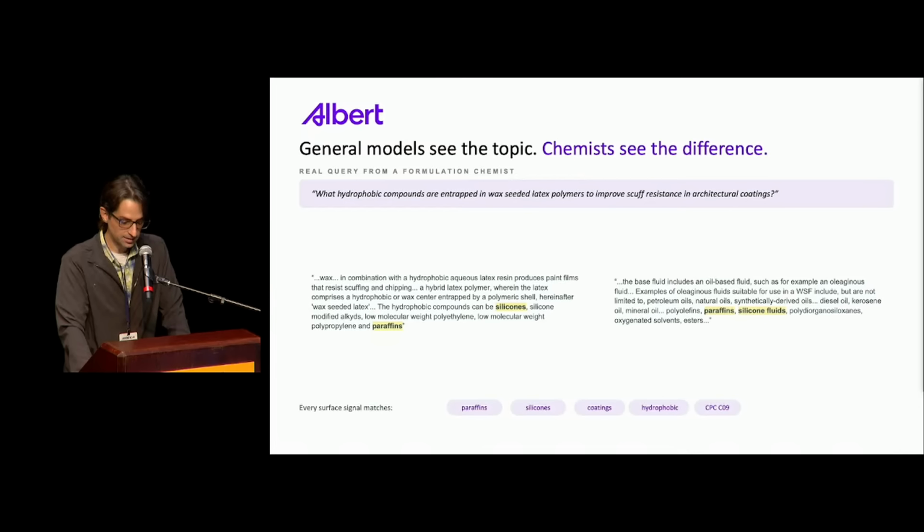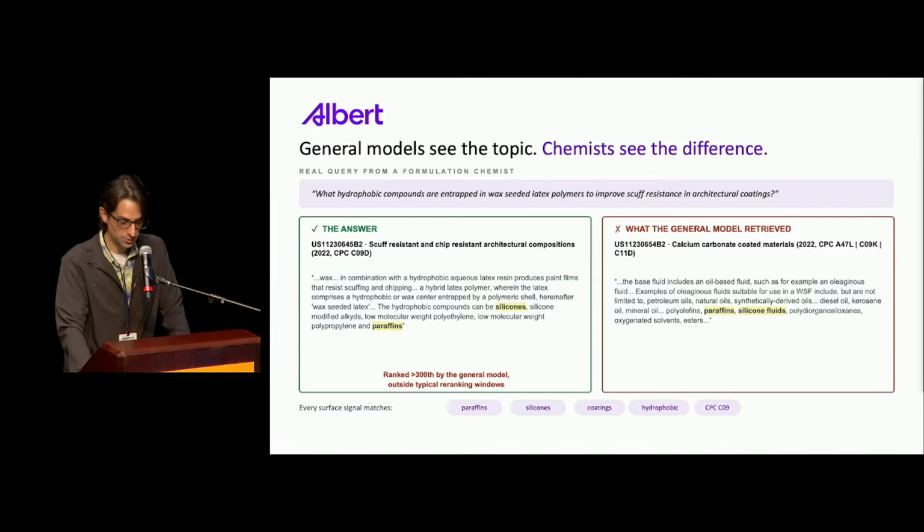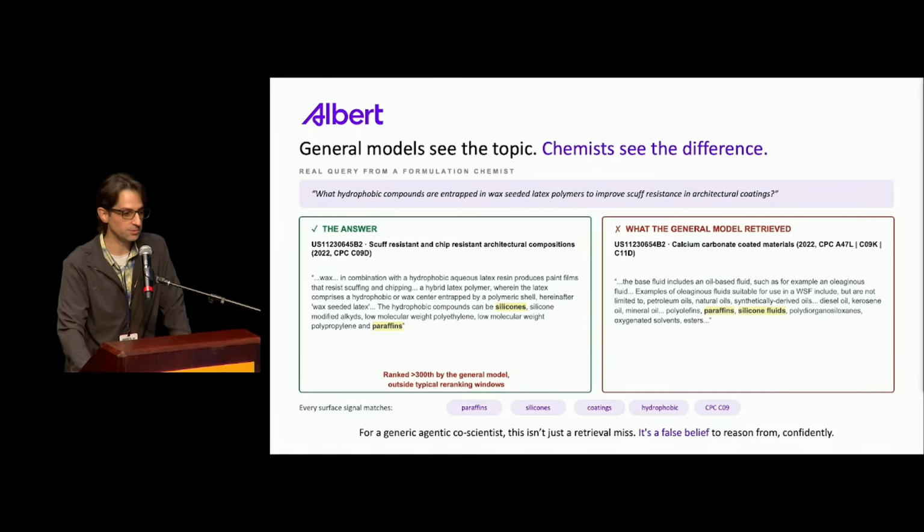And a leading embedding model actually ranks the correct answer in the 300th position, well beyond what typical re-ranking systems actually check in production. And perhaps even more surprising was that the difference in similarity score between these two passages, despite their rankings with respect to the query, was almost the same. It was basically a zero difference, which means that the model has absolutely no within-domain discrimination when it comes to formulary chemistry. For an agentic co-scientist, this isn't just a bad retrieval at this point. It becomes a false belief that it begins to reason from very confidently.